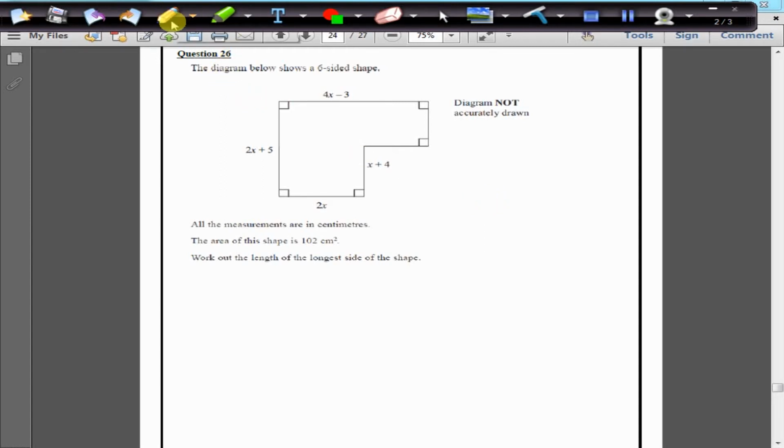Question number 26 with my GCSE class here now. Brought them back a day earlier. Let's have a look at this question.